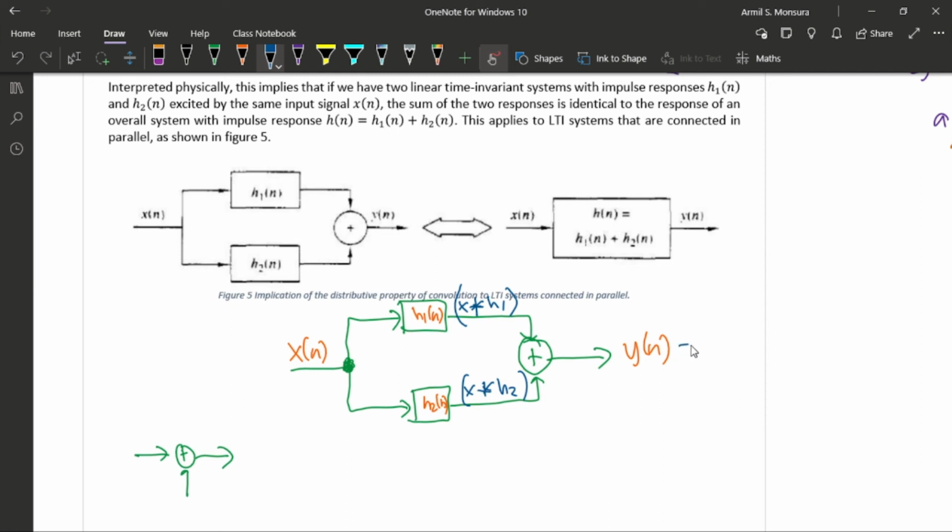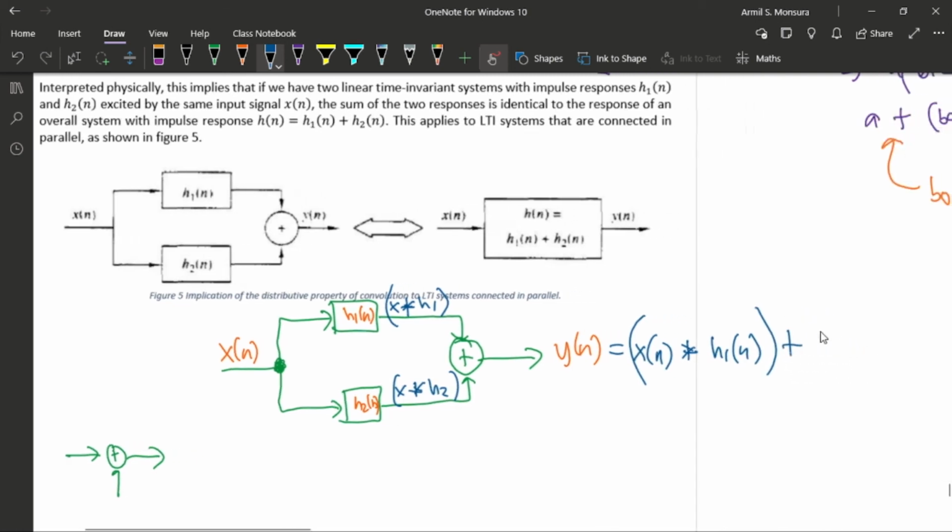So therefore, your output sequence is actually x of n, or the convolution sum of x of n and h1 of n, plus the convolution sum of x of n and h2 of n. So yun yung output sequence natin.